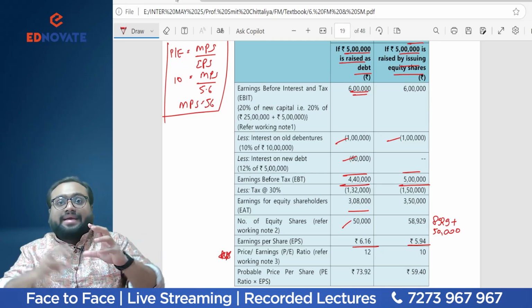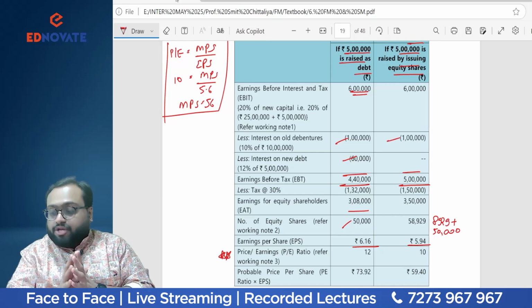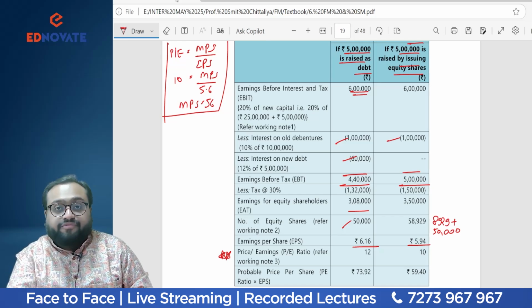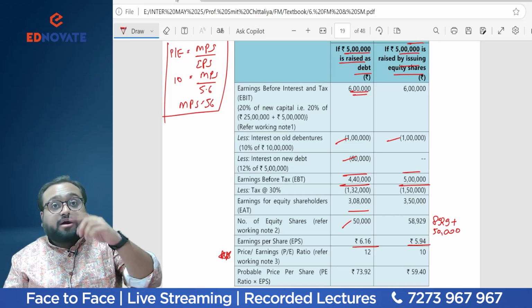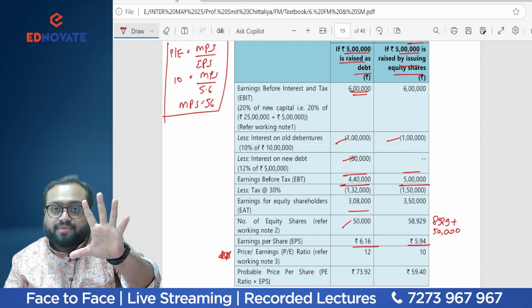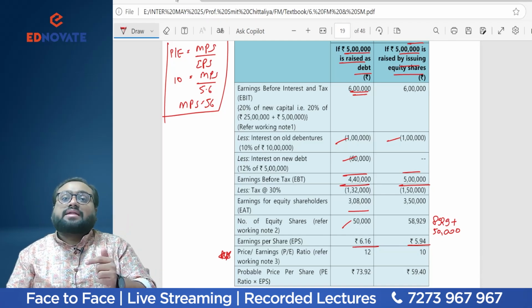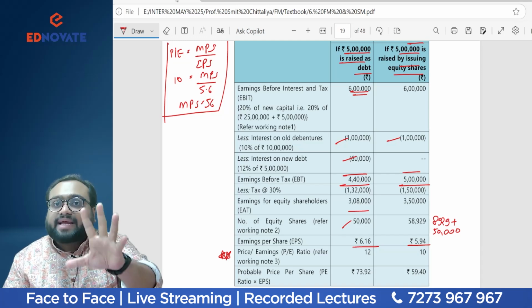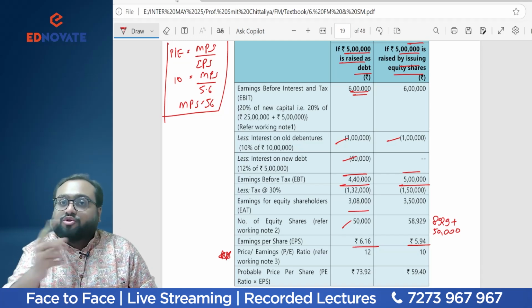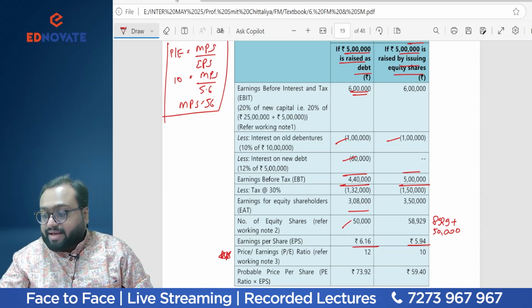Now check properly in your 30 lakhs. In your 30 lakhs, if we are issuing additional debt, our earlier debt was how much? 5 lakhs. Am I right? New debt will be again 5 lakhs. So 5 lakh plus 5 lakh. Sorry, old debt was 10 lakh. Old debt was 10 lakh. New debt is 5 lakh. So total it will be 15 lakhs.